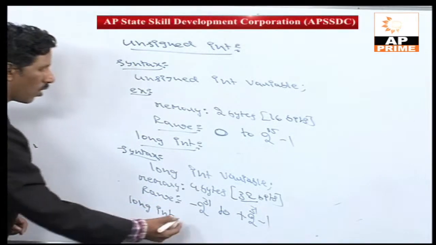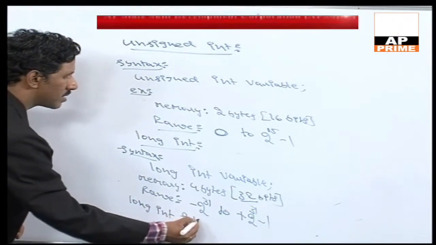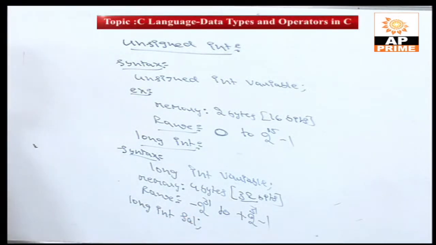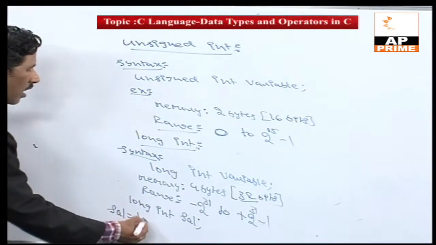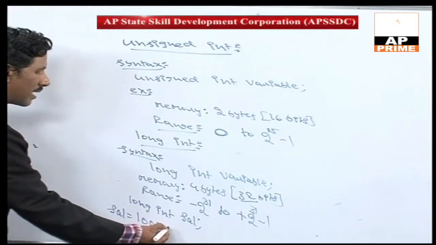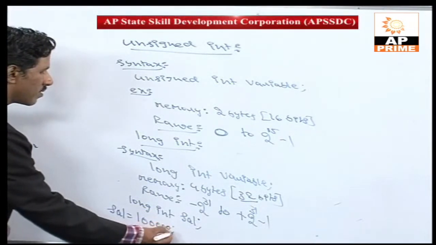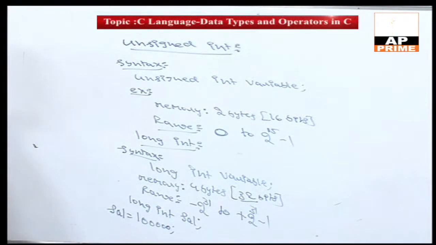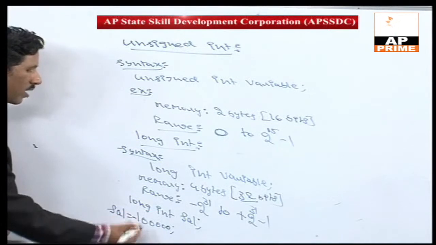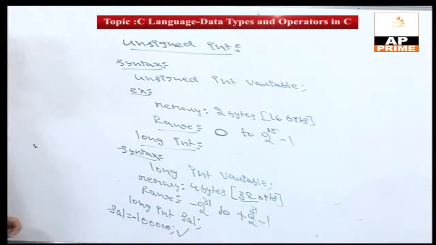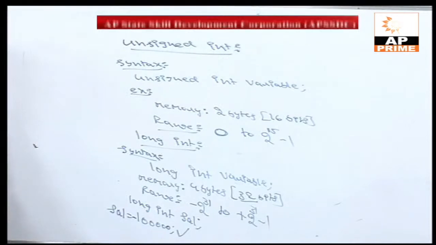Now for the long integer, if I use any variable, suppose I used a long int, salary is my variable. Long int salary is my variable. Suppose I want to enter the salary equal to 1 lakh, that is allowed. 10 lakhs also allowed. Now if I used a minus, negative also valid. Is long integer allowed the negative values? Yes, long integer allowed the negative values.